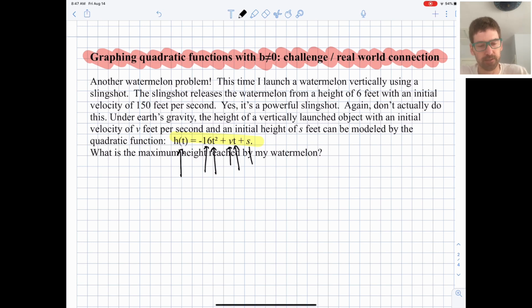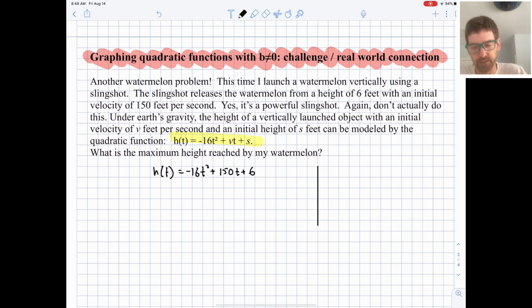Okay, so let's go ahead and erase all those arrows and see what we need to plug in. So h of t is -16t squared plus the velocity, which is 150t, and s stands for the initial height. Looks like the initial height is 6. Okay, we're launching it from a slingshot that ends up being about 6 feet off the ground. All right, what's the maximum height reached by my watermelon? So it looks like what we need to find is the vertex, right? We need to find the vertex of this parabola.